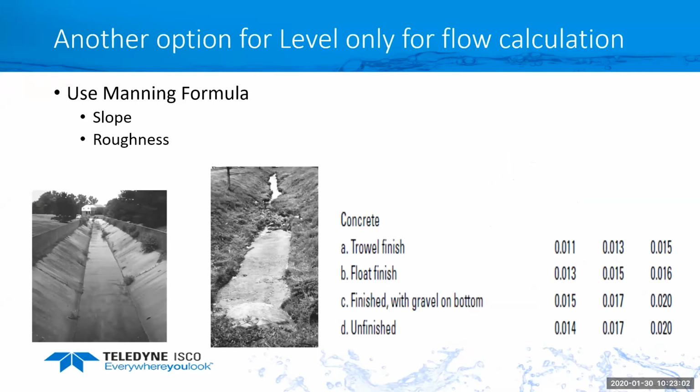Now this is making the assumption that you have a free flow application. The difficult part is trying to figure out what your roughness is. In these examples, we have a concrete channel, but there's still some vegetation in there, so it makes it a little more difficult to figure out what your roughness coefficient is.